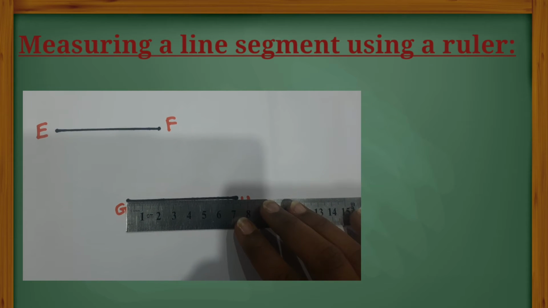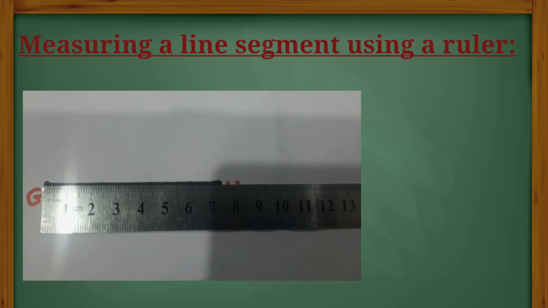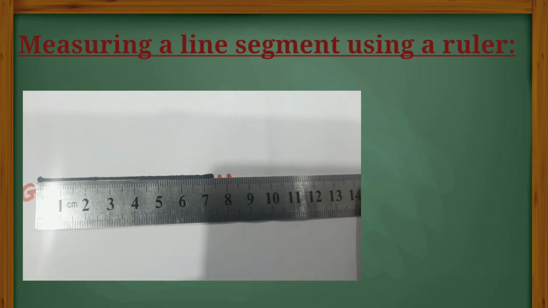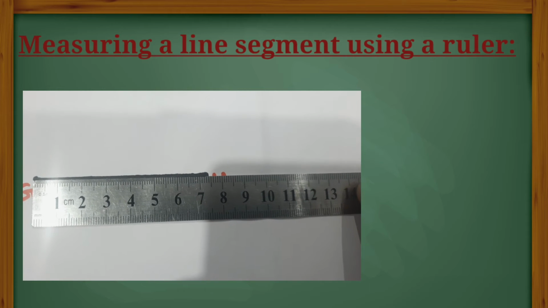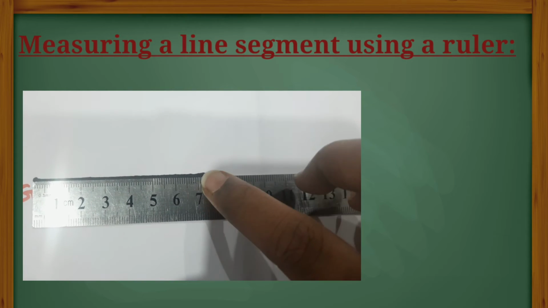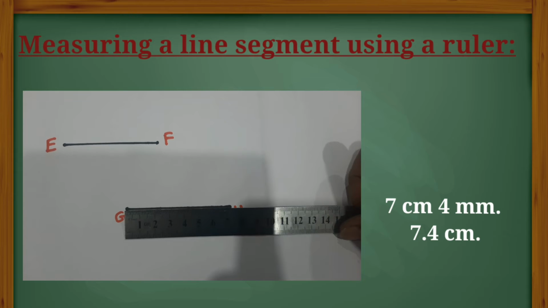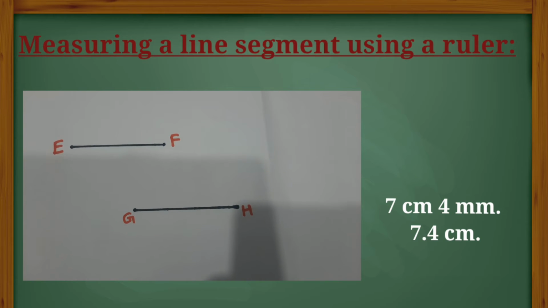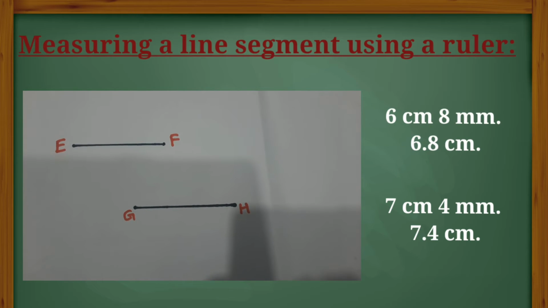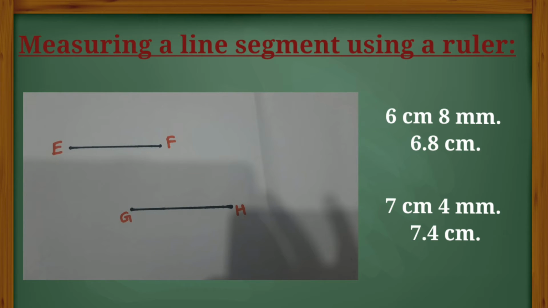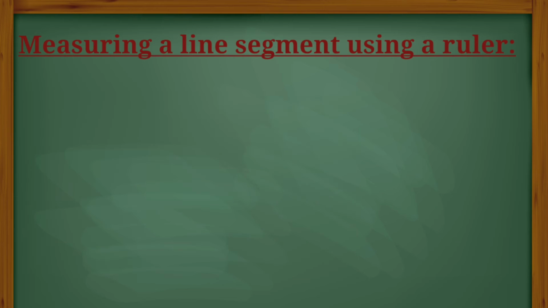Now come to the GH line segment. Observe carefully. It is more than 7 centimeters, and if we count these small lines, the millimeters, there are 4 millimeters more than 7 centimeters. So it is 7 centimeters and 4 millimeters, or 7.4 centimeters. Understood, students? If we compare these two line segments simply by observing, we may think they are equal in length. But with the help of the ruler, we came to know the GH line segment is longer than EF. Understood, students?